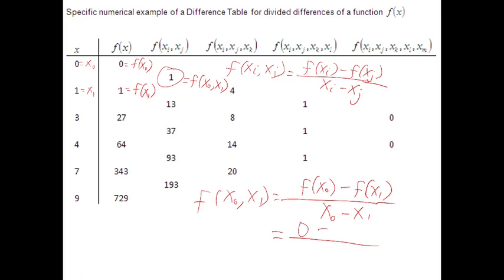If we solve that, we have f of x sub 0 is 0, minus 1, over x sub 0 is 0, minus x sub 1 is 1. We get 1. That's why we get 1.